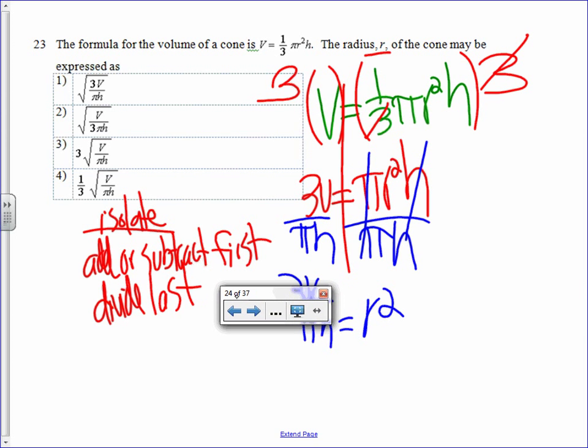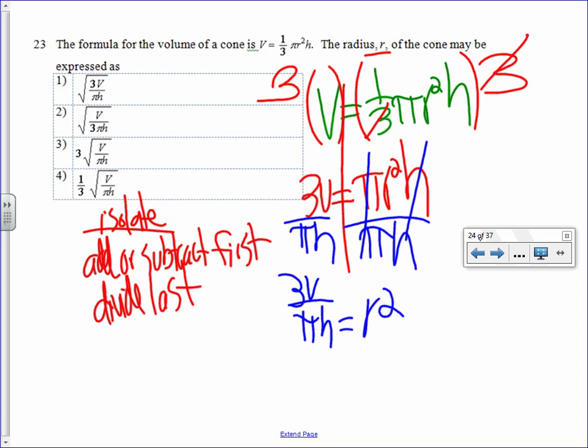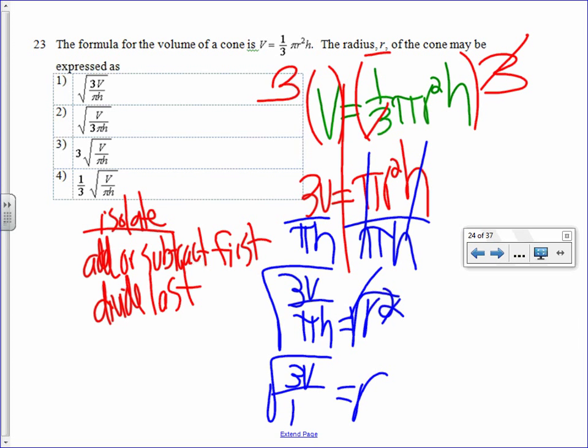Almost. I have to get rid of the squared now. To get rid of the squared, I do the square root. I can't take the square root of that, so I leave it as radical 3v over pi h. For the literal equation, if you practice it, you'll be in good shape.